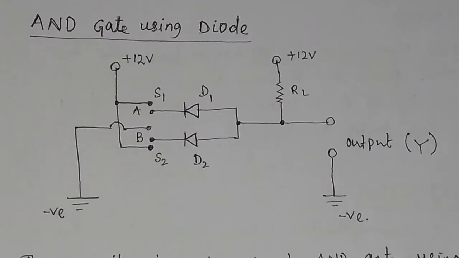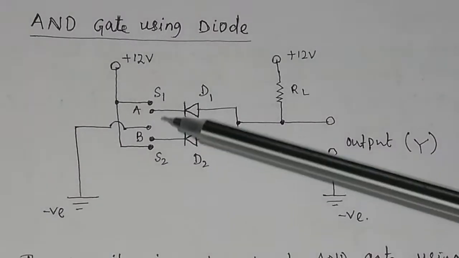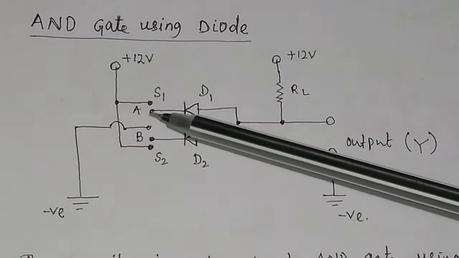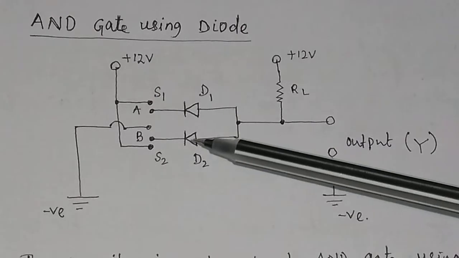Let us discuss AND gate using diode. This is the circuit of a 2 input AND gate using diodes D1 and D2.